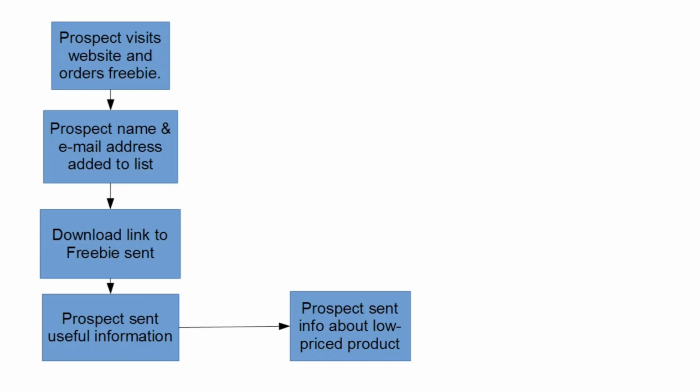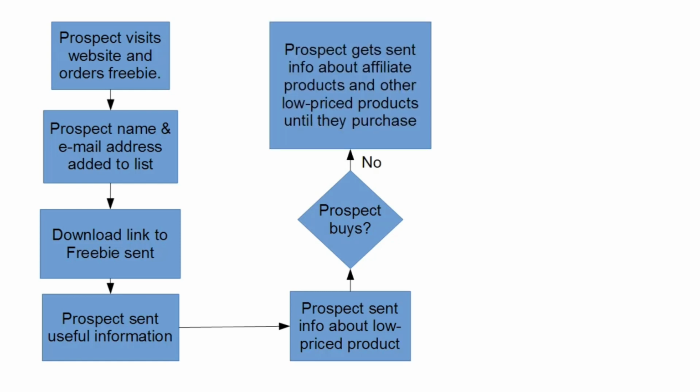So once that's done, your prospect is sent information about your low priced product. So you send that with the sales link. Now, if they buy, and to be honest, most people won't buy on the first contact for an offer, you keep them on the prospect list and you send them information about affiliate products and other low price products until they actually make a purchase. And of course, you keep sending them all the useful information as well.